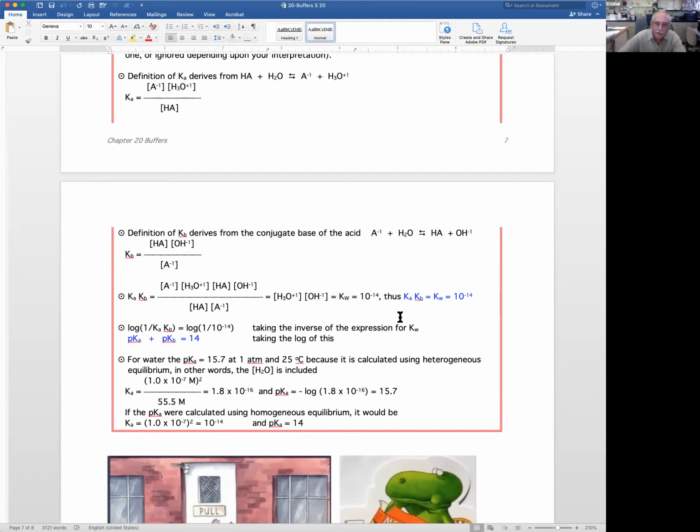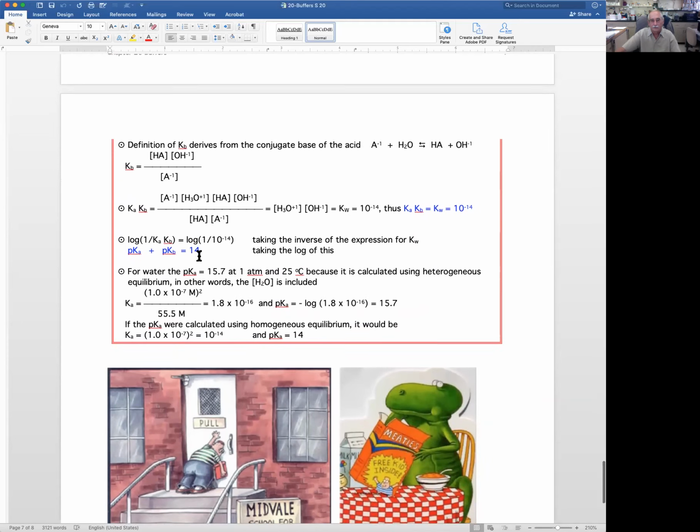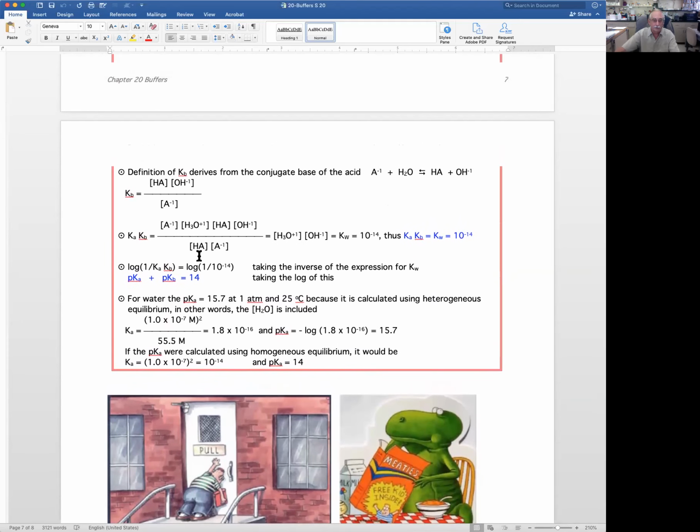Now, what if I take that relationship? Okay. So I did the inverse, and then I took the logarithm of it, and what do I get? Oh, pKa plus pKb is equal to 14. Now, we don't really need these equations in this course, but if you're taking another higher level course, if you've got the pKa, you can easily calculate the pKb. If you've got the Ka, you can easily calculate the Kb of its conjugate base.